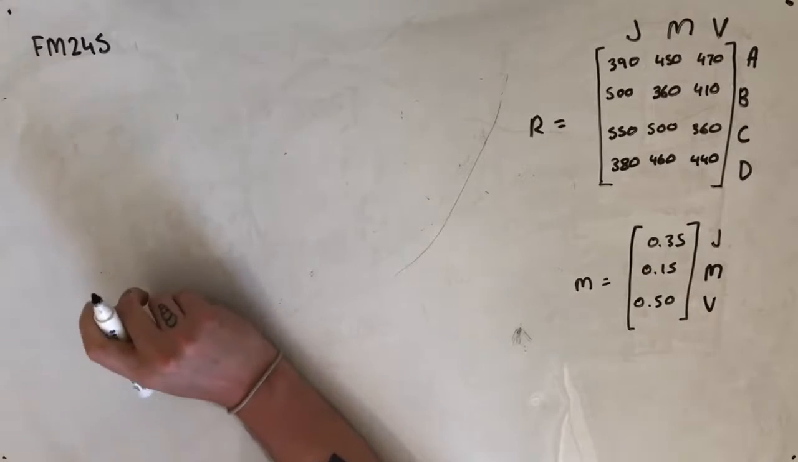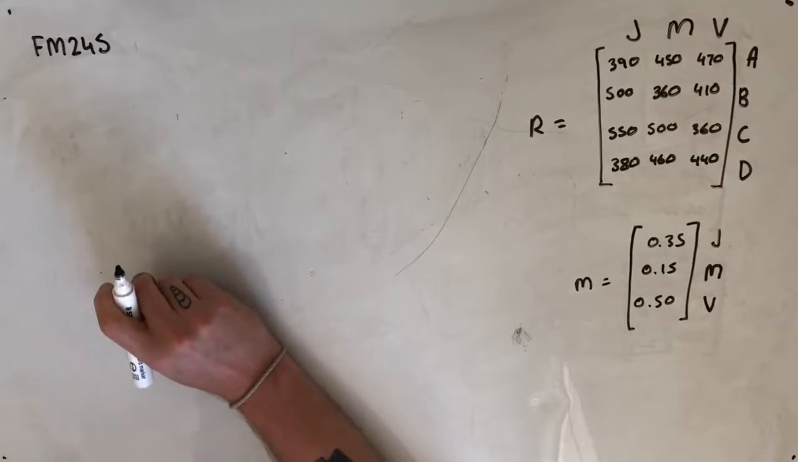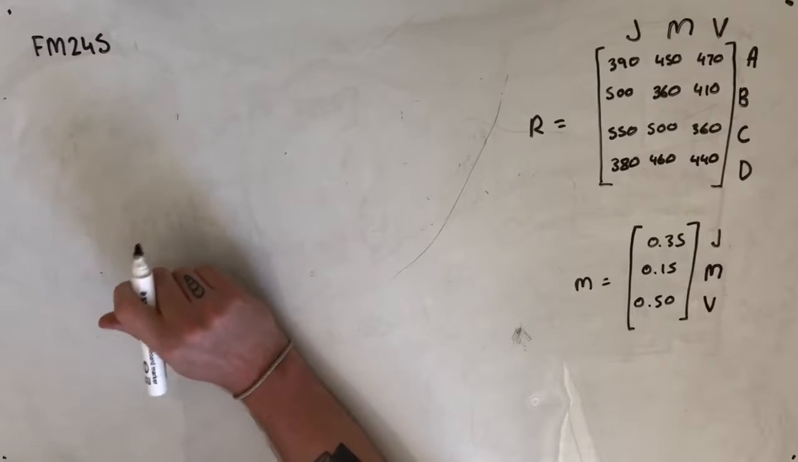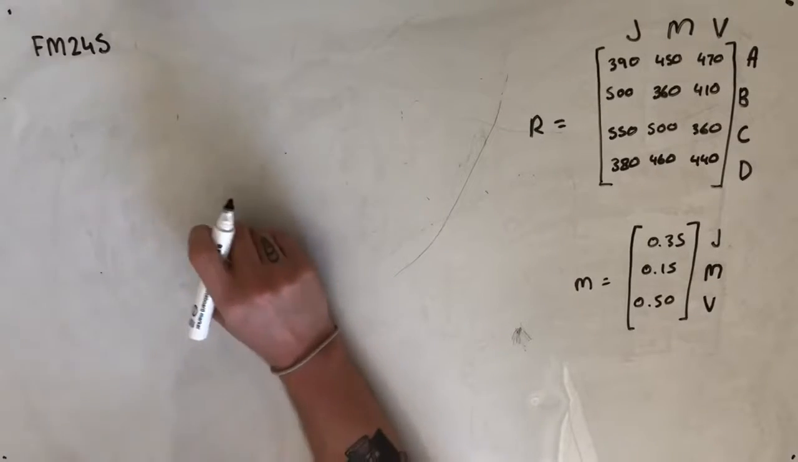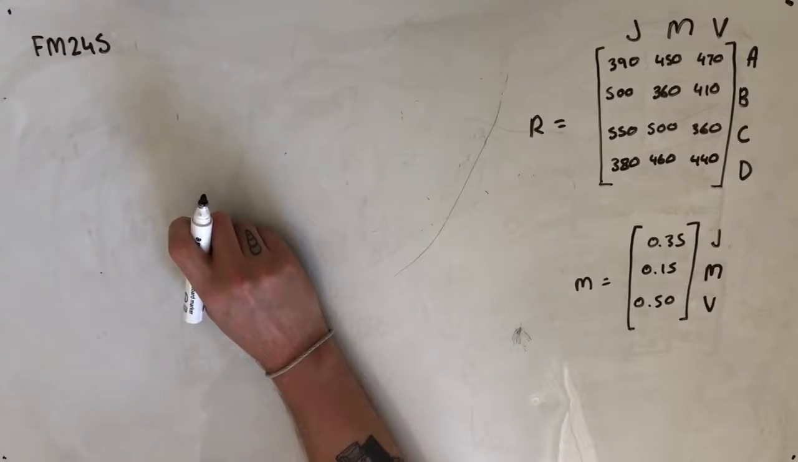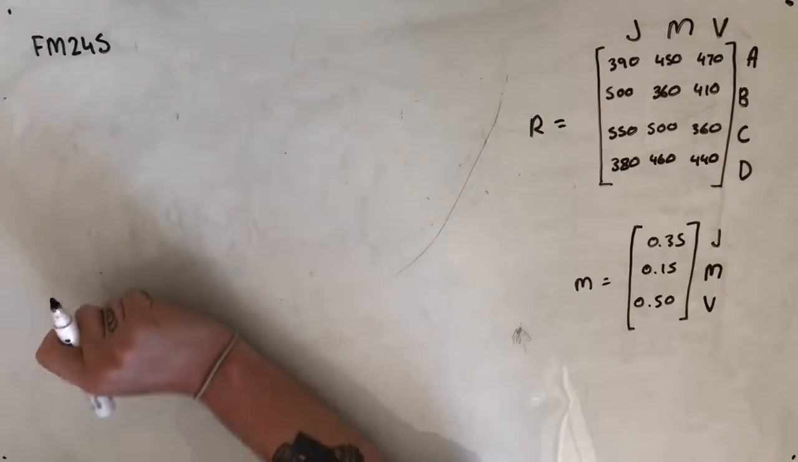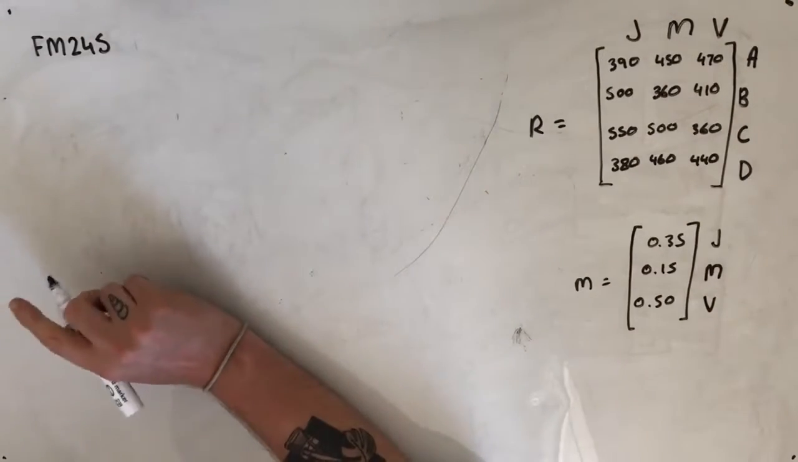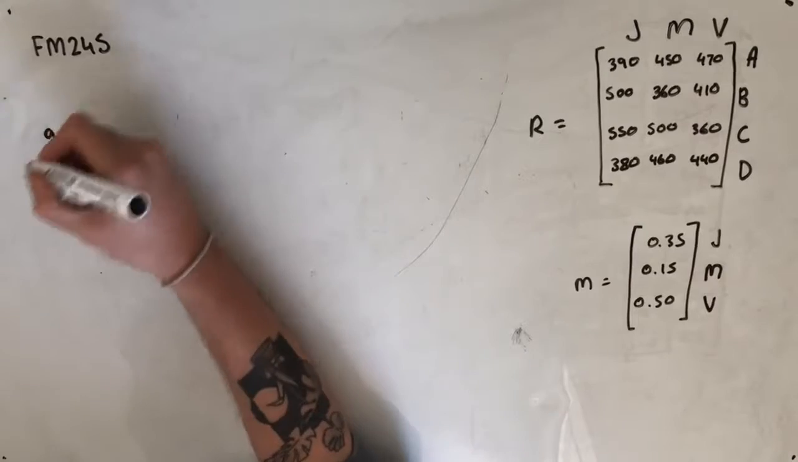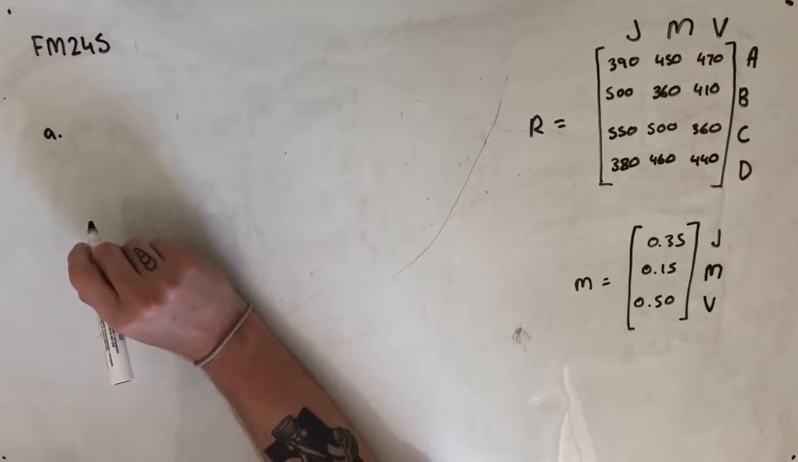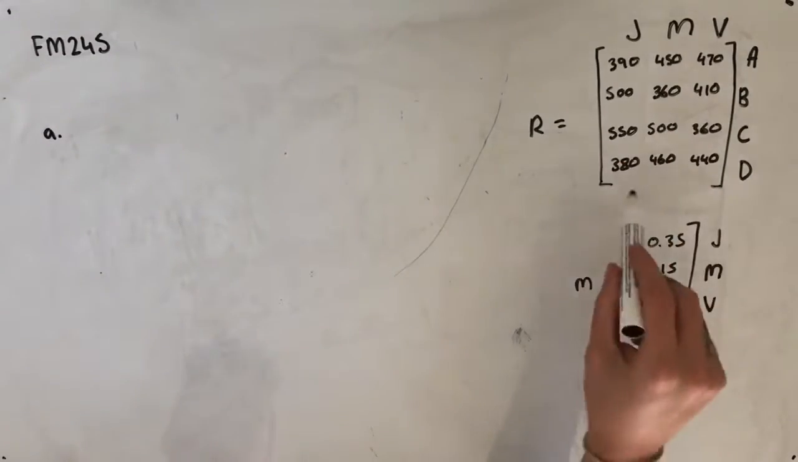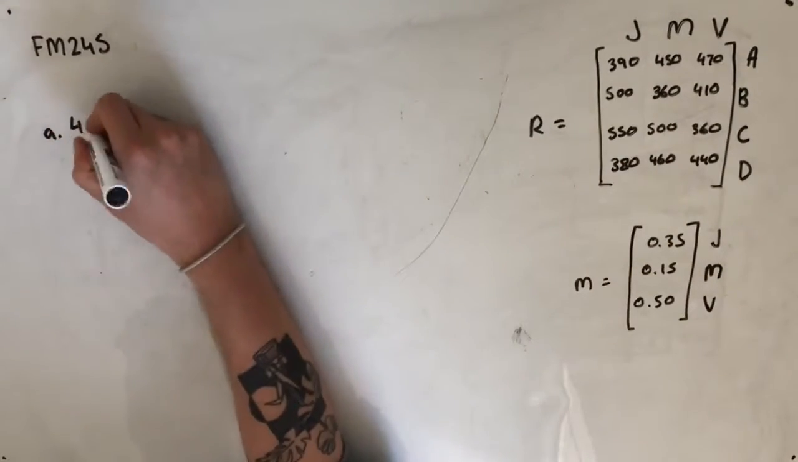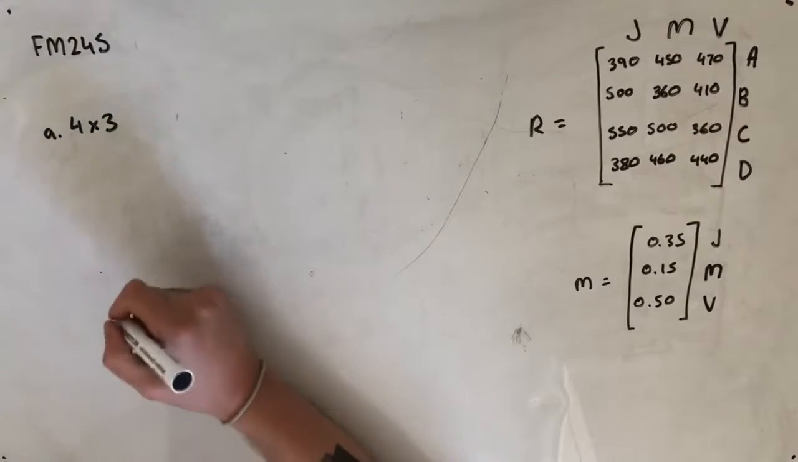This question reads, a small city is divided into 4 quadrants, Alpha, Beta, Charlie, and Delta. The number of Jans, the number of Michaels, and the number of Vincents living in each of the quadrants in 2018 is shown in matrix R below. And then we're given this matrix here, matrix R. Question A asks us to write down the order of matrix R. Now looking at this, we can see that it's 4 rows by 3 columns. So this is a 4 by 3 matrix.